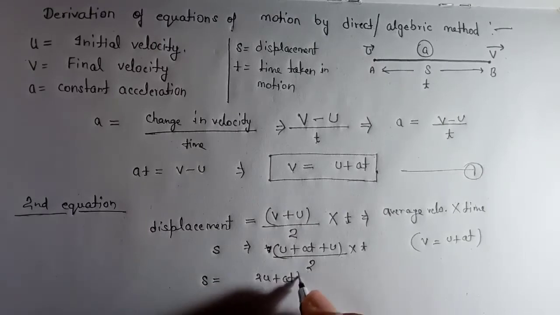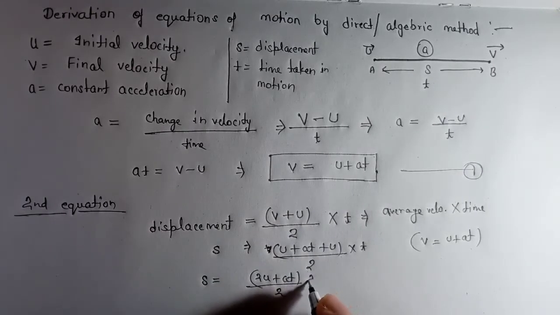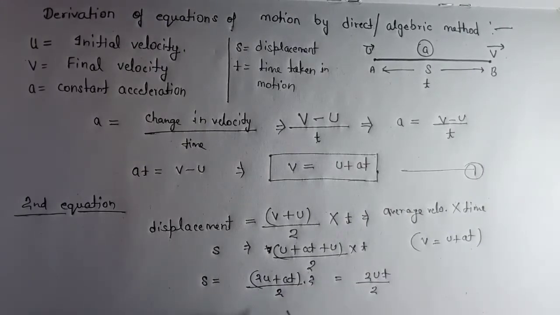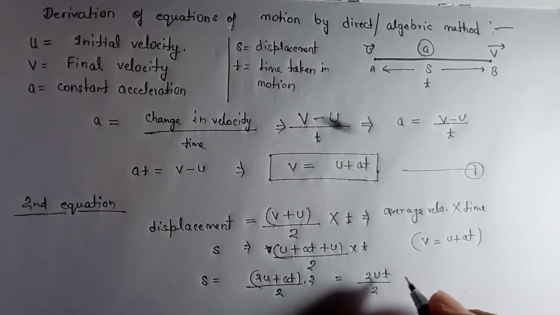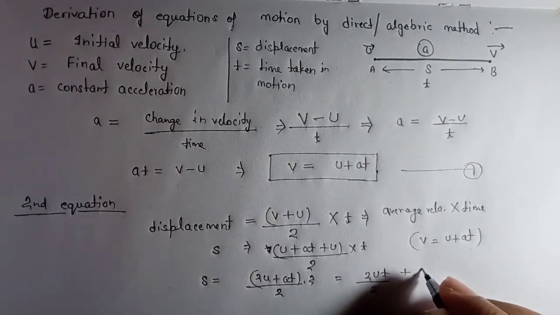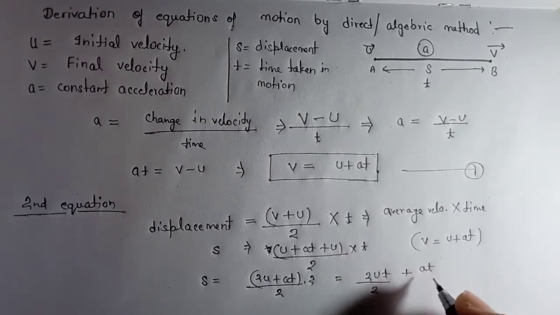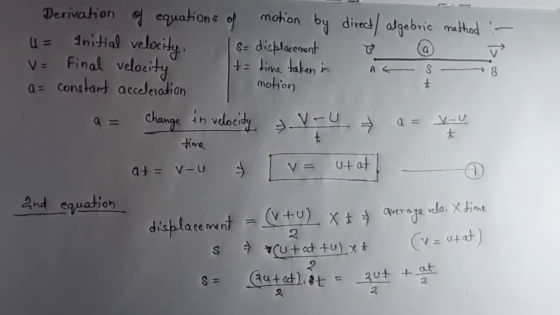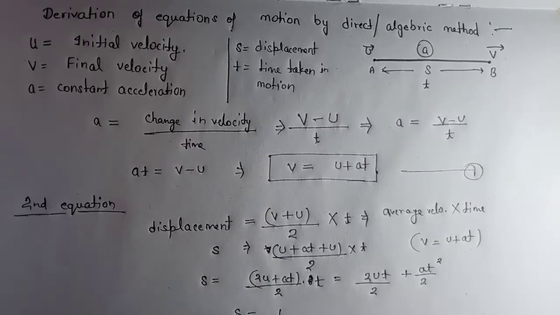2u plus at upon 2 into t, with t outside, and now it becomes 2ut upon 2 plus at square upon 2. So 2ut upon 2 is ut, and it is at square upon 2, and eventually you will get s is equal to ut plus 1 upon 2 at square. This is the second equation that we derived here.